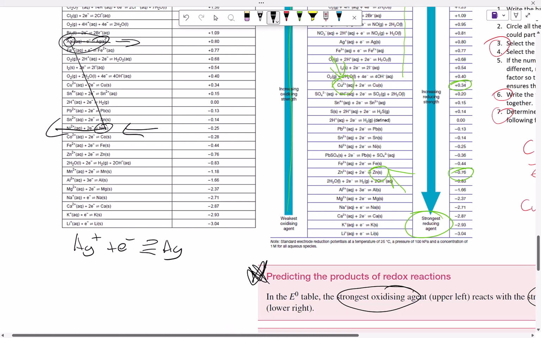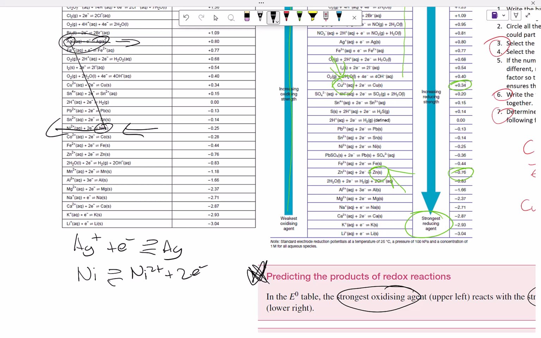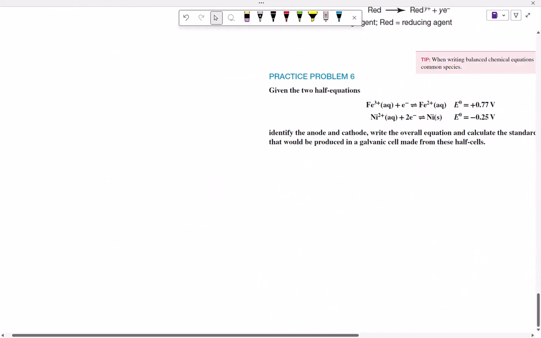The reaction would be going nickel to nickel 2 plus and 2 electrons. And then I'll do what I need to based on that. But it's that backward Z configuration you need to work with. That's what I like to call it, the backward Z configuration.